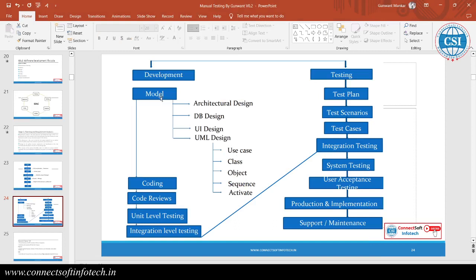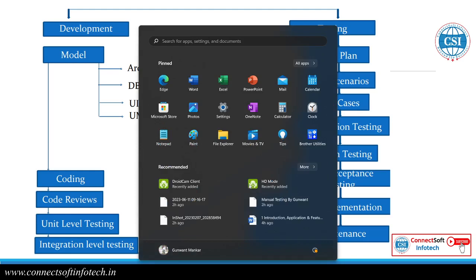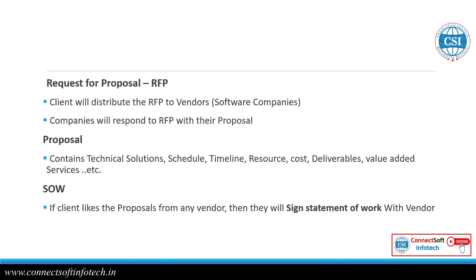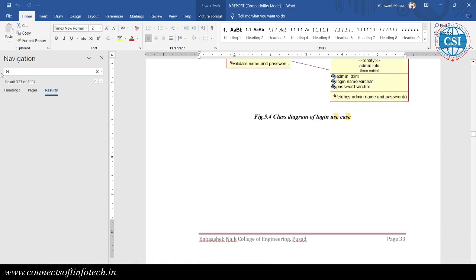Because the developer team is going to create the model: the architecture design, the entire application, the entire database design, the UI diagram for the front end, and the UML diagrams. That is the use case diagram, class diagram, object diagram, sequence diagram, and activity diagram. We have already seen some of these diagrams here, just as a demo.